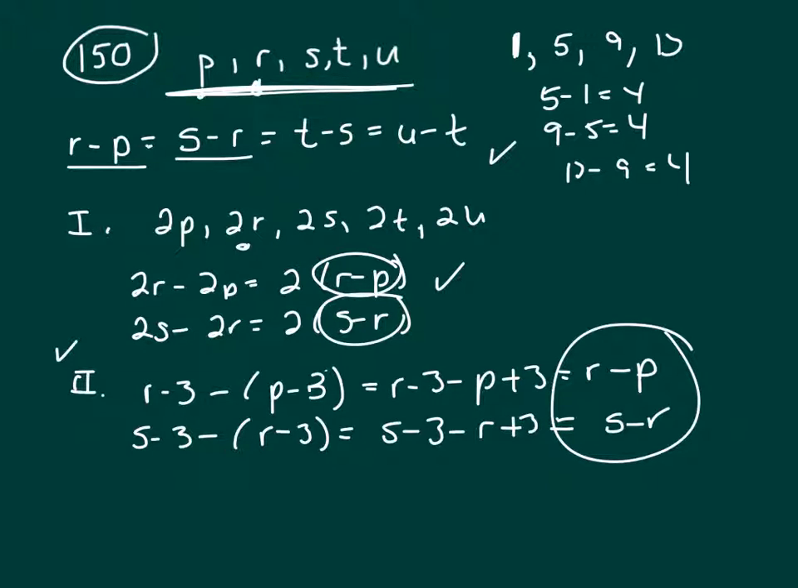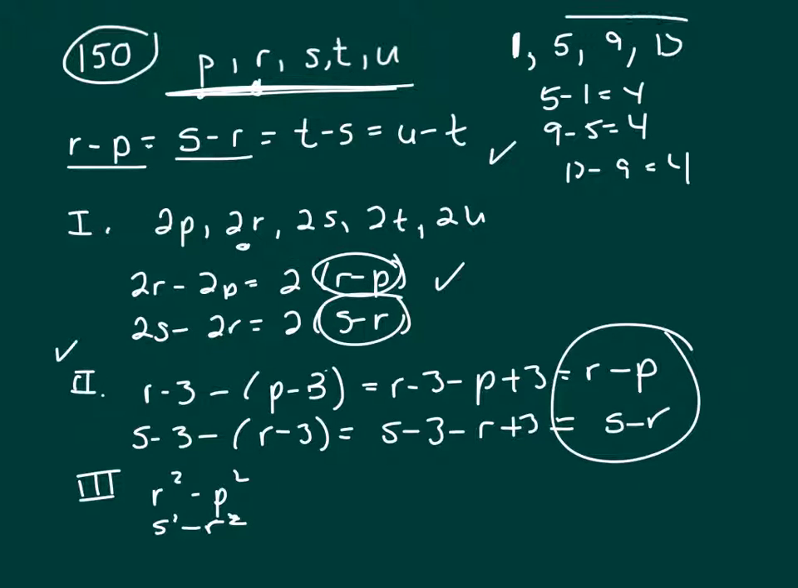If you square each one of your numbers, your differences are going to change. That's not going to work. If I show it algebraically, R squared minus P squared, well, what is that? And the next one's S squared minus R squared. That's not going to work.